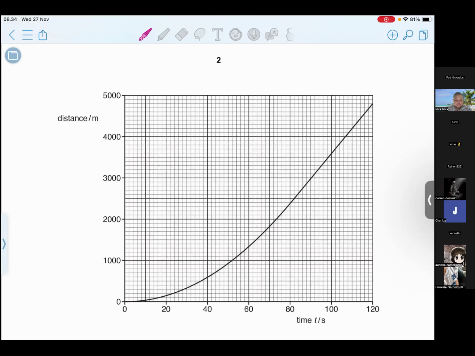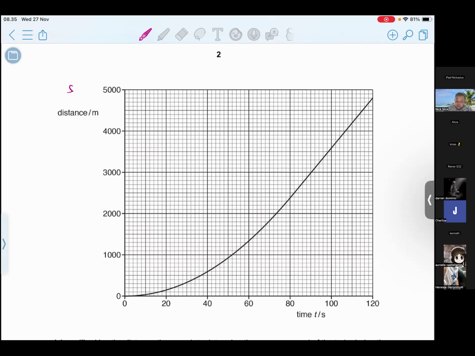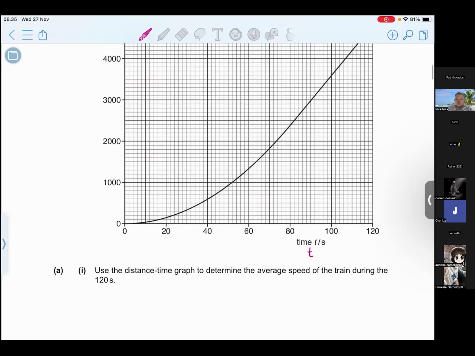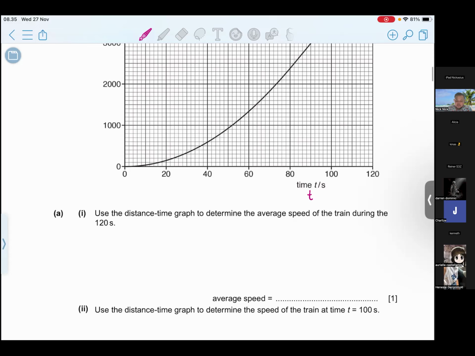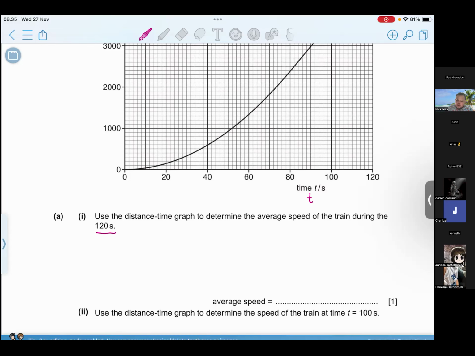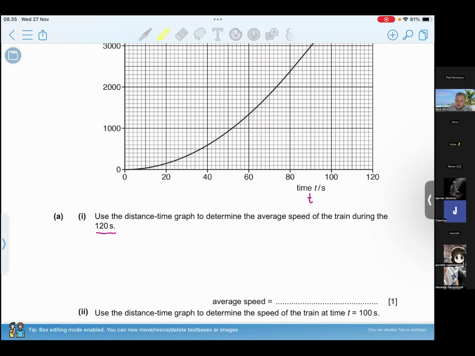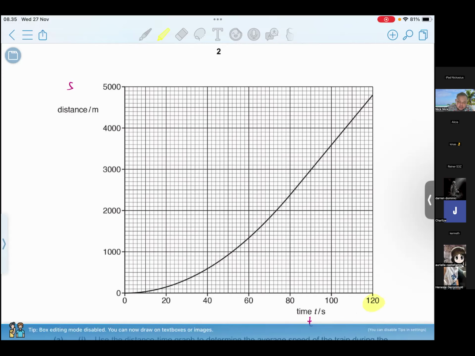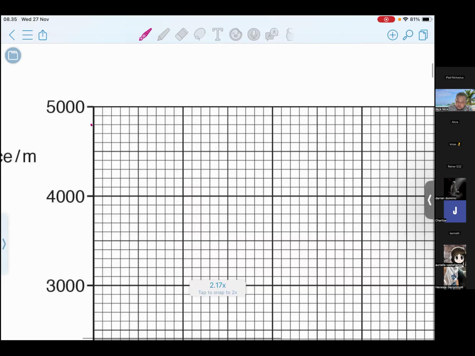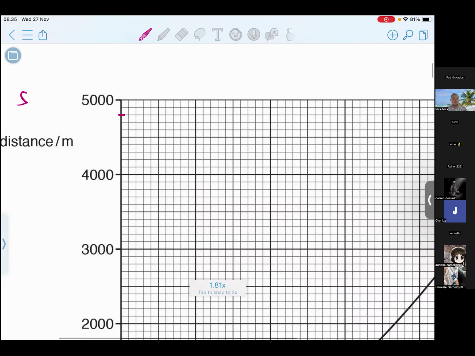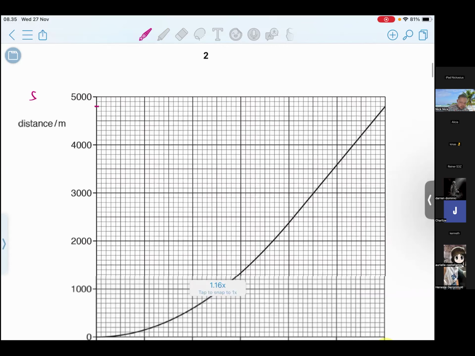Here, students, the distance is S and the time is T. We want to use this data to analyze what is asked in the question. Let's see question 1. Use the distance-time graph to determine the average speed during the time 120 seconds. When the time is 120 seconds, it is here. What number is this? Can you check your script, students? This is 40.